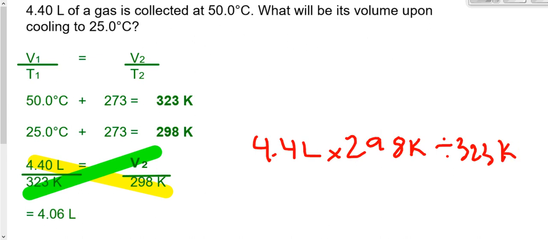So what you're going to notice here is that your kelvins are going to cancel, and your answer is going to come out in the only unit we have left, which is going to be liters. So 4.4 times 298 divided by 323 on your calculator gives you 4.06. And just like we predicted, my volume decreased by just a little bit.